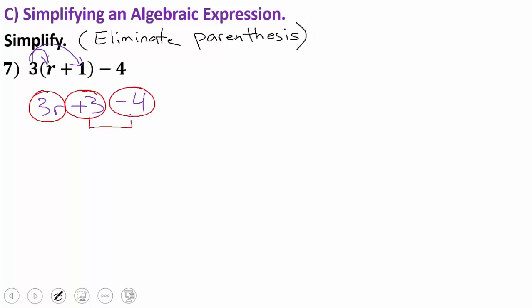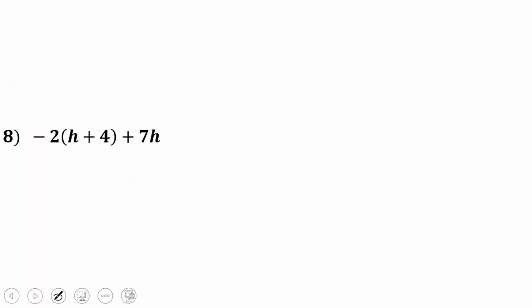And the only like terms now that we have is the 3 and the 4, so now we have 3r, and 3 plus a negative 4 is negative 1. We're done with that one. The 3r minus 1 is the simplified expression after eliminating parentheses and combining like terms. So we're just going to continue right along with that. And we're going to take this.